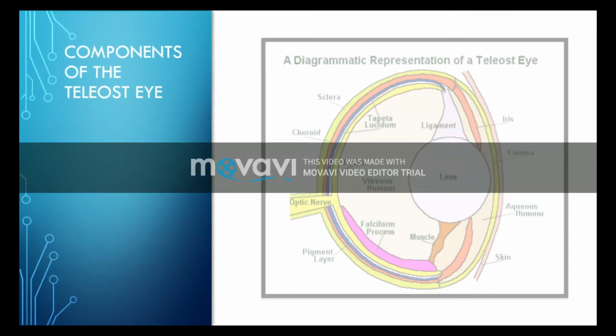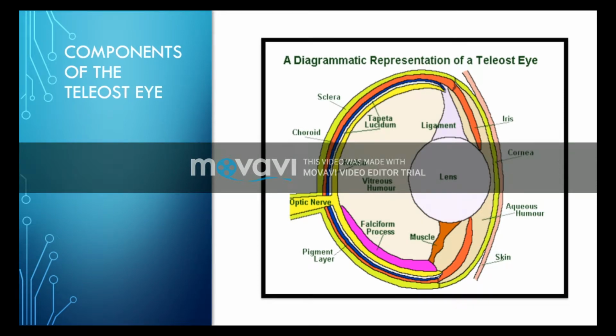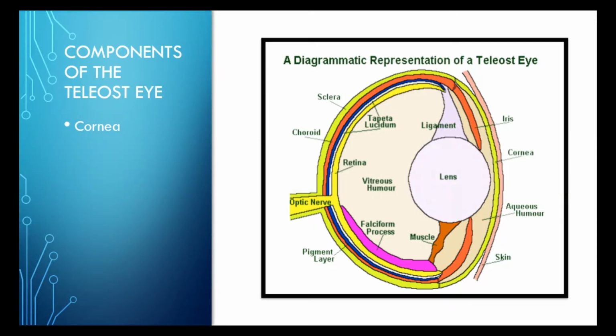So, the components of the teleost eye. The eye is composed of 7 basic parts, as these are critical for sight. I will individually explain the importance of each as they show up on the screen. The first part is the cornea, which acts as the outermost lens.